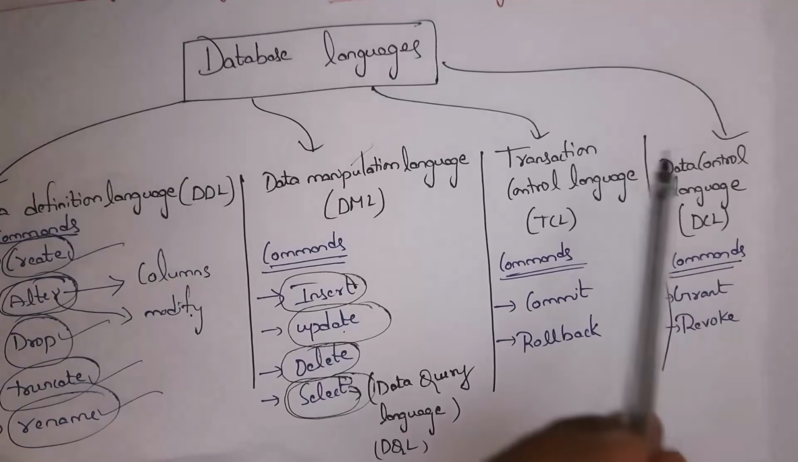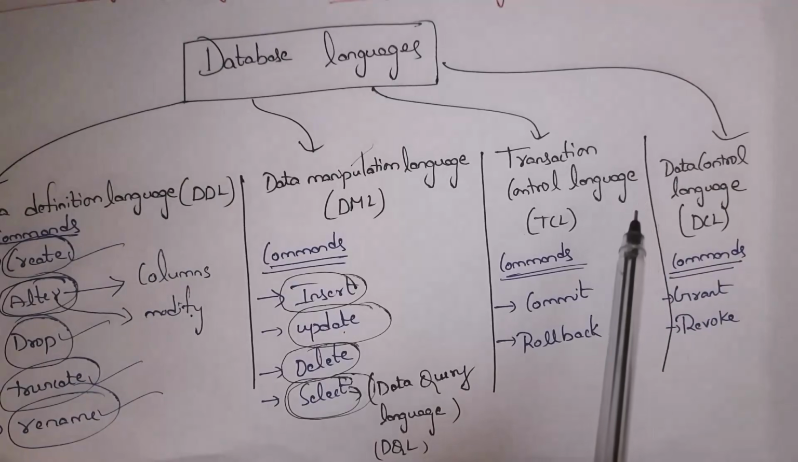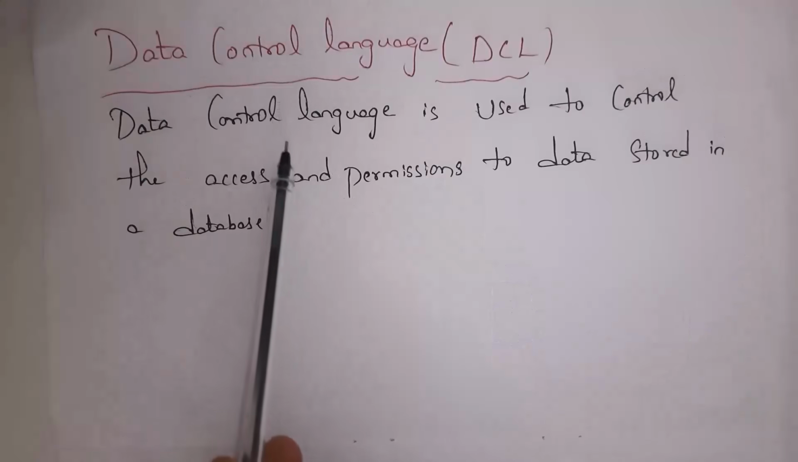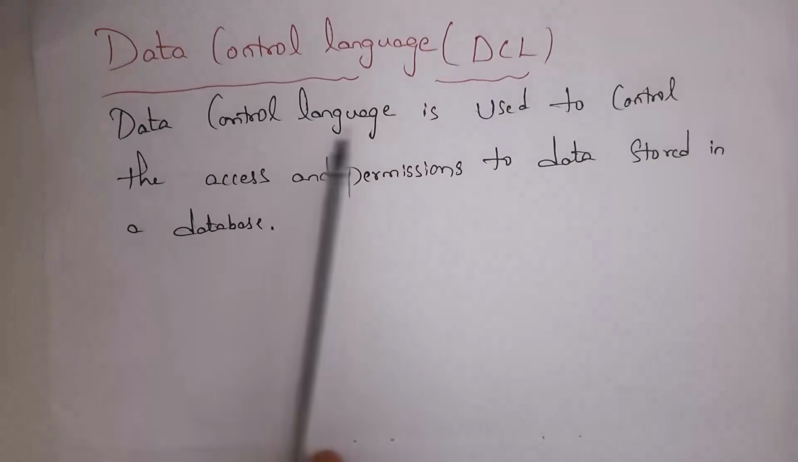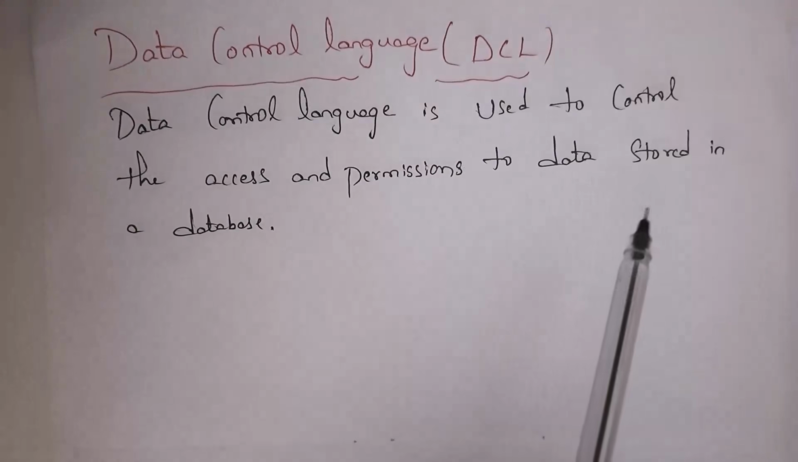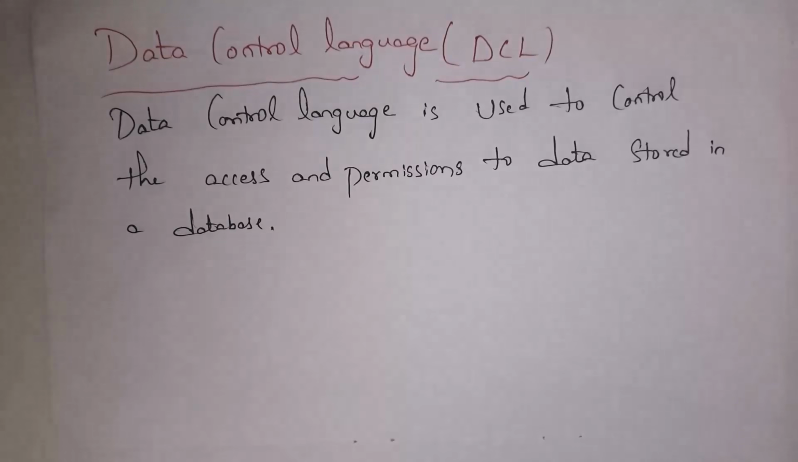At last I will explain data control language. Shortly we call it as DCL. Data control language is used to control the access and permissions to data stored in a database. Guys, by using data control language, we can give various permissions to various users.